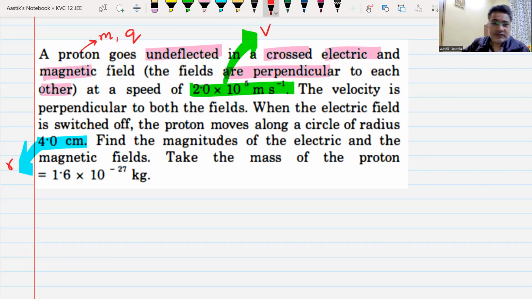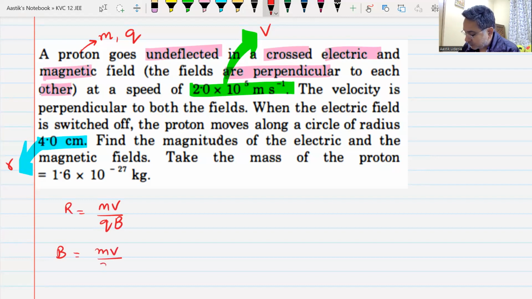You have 2 minutes, sir. Basically, I am not going to get into all that. I'm just going to use simple things, use r, m, q, v, and give you the answer. When the electric field is switched off, it moves in a circle of radius r. I know r is equal to mv by qB, yes or no? From here, I can get the value of the magnetic field. What will be the value of the magnetic field? B equals mv by qr, yes or no?